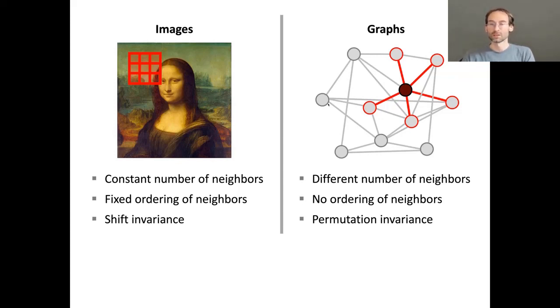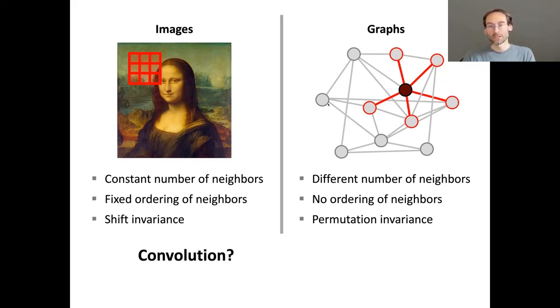On graphs, we have a very different situation. Not only is the number of neighbors different, and social networks are maybe a good example. There are very popular users that have millions of followers and normal mortal commons like myself, which have maybe a few thousands. But also, we don't have a canonical way of ordering the neighbors. And as a result, the kind of invariance that we will be getting in these problems will be very different.